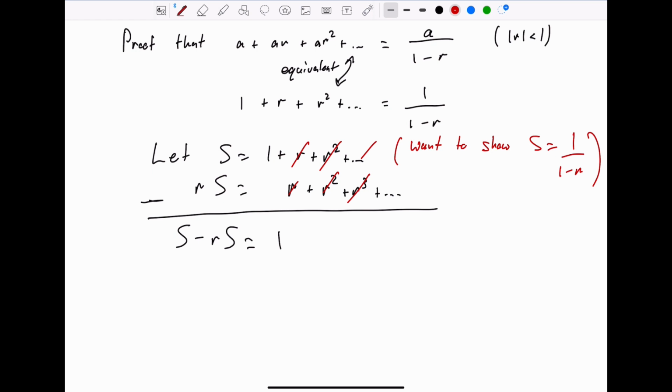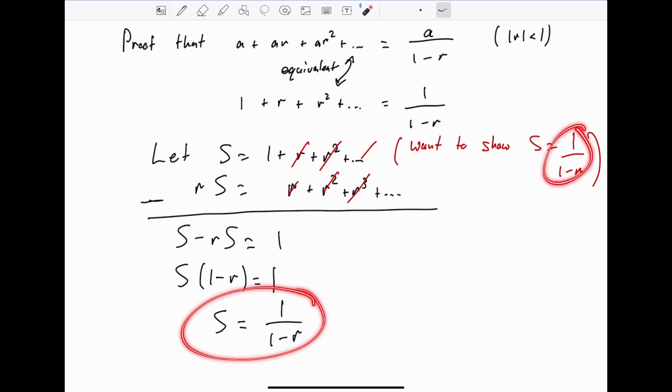So I have this simpler expression here. I don't have an infinite sum anymore. It's just s minus r times s equals 1. On the left-hand side, there's a factor of s. I can just factor that out. And I have s times 1 minus r equals 1. Now divide both sides through by 1 minus r, and we're left with s equals 1 over 1 minus r. Look at that. That's exactly what we wanted to show. We just showed that s equals 1 over 1 minus r.